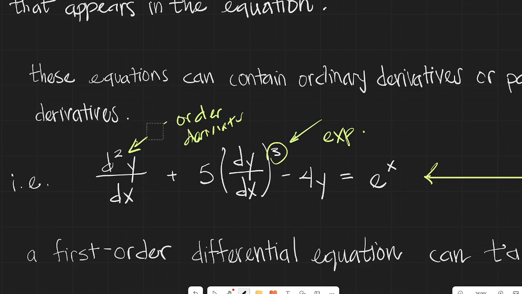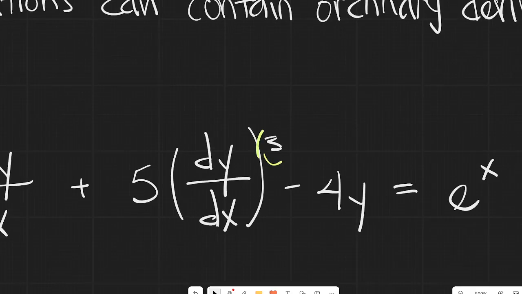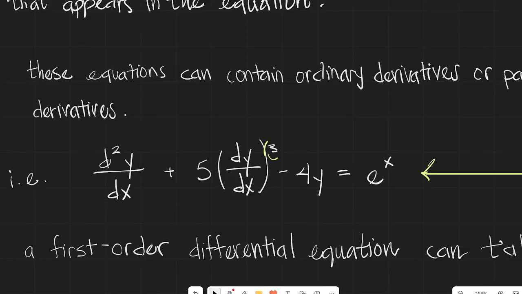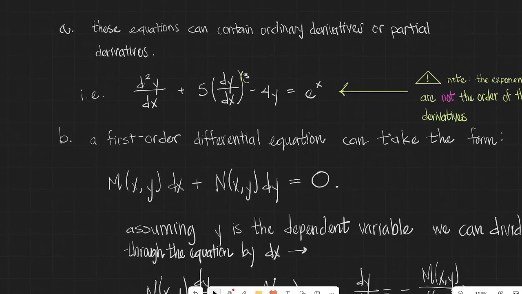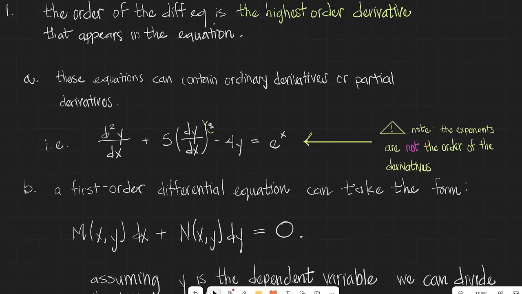And so it's the highest order of derivative. So in this case, it would actually be 2 because 3 does not count as an order of the derivative. It is simply just the power that is raised, which actually makes this nonlinear, and we'll talk about that in a second. So we're going to talk about some different forms before we move on that a differential equation can take, right?